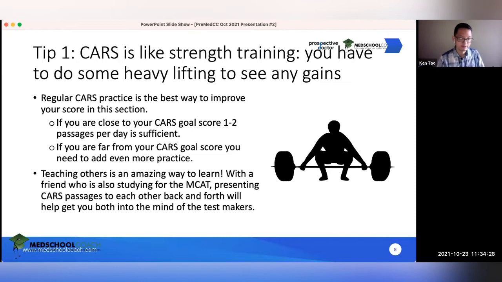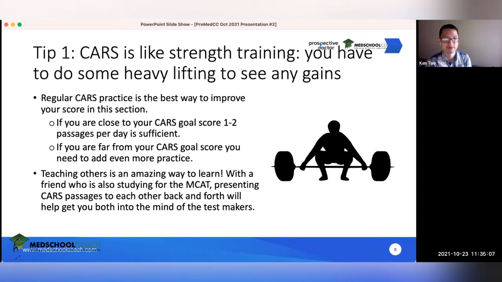Something else that's also really helpful, especially when it comes to CARS, is to teach other people. So if you're studying with someone else, after you complete a CARS passage, try to explain the CARS passage to someone else. The reason why this is helpful is because when it comes to studying for the MCAT, a lot of students do this in isolation. They just study by themselves. And when you study by yourself, you often cannot figure out what you're doing wrong. And if you can't figure out what you're doing wrong, that's a huge problem, because how are you going to improve?